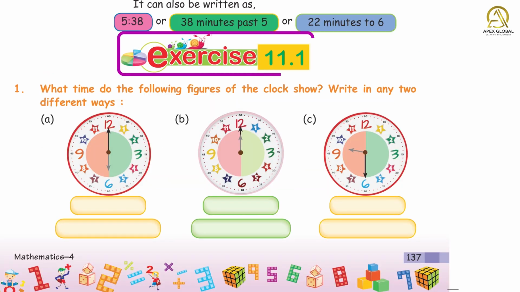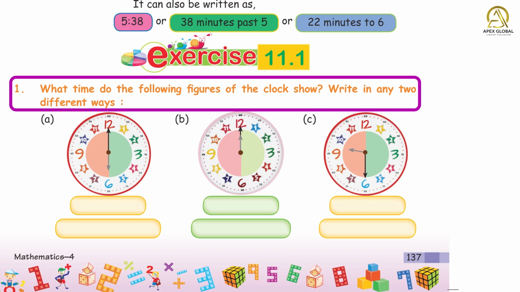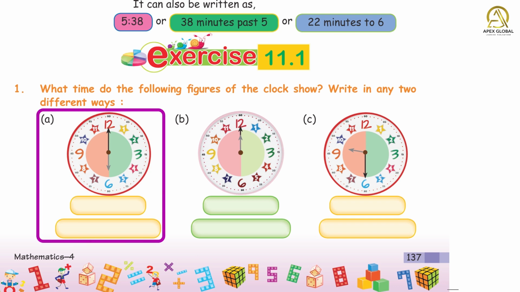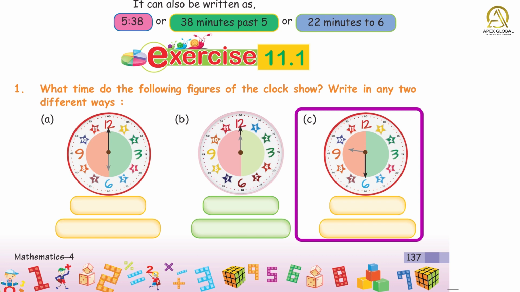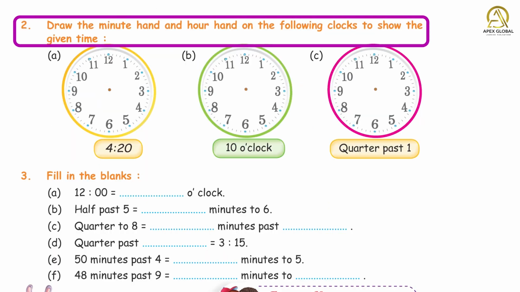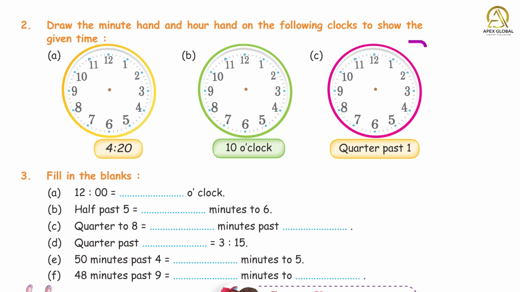Exercise 11.1. Question 1. What time do the following figures of the clock show? Write in any two different ways. A. 6, 6 o'clock. B. 12, 12 o'clock. C. 10:30, 30 past 10. Question 2. Draw the minute hand and hour hand on the following clocks to show the given time. A. 4:20. B. 10 o'clock. C. Quarter past 1.